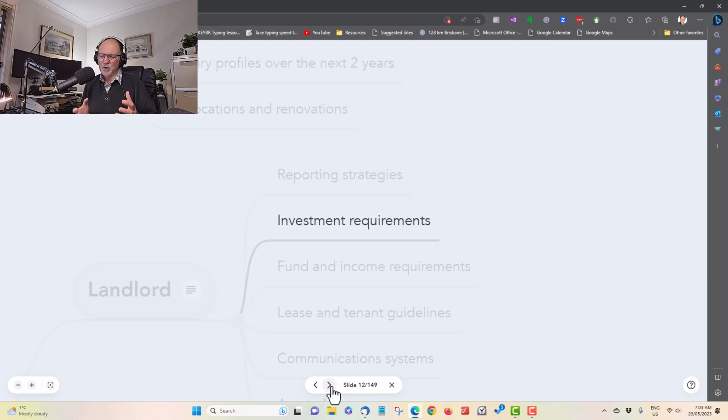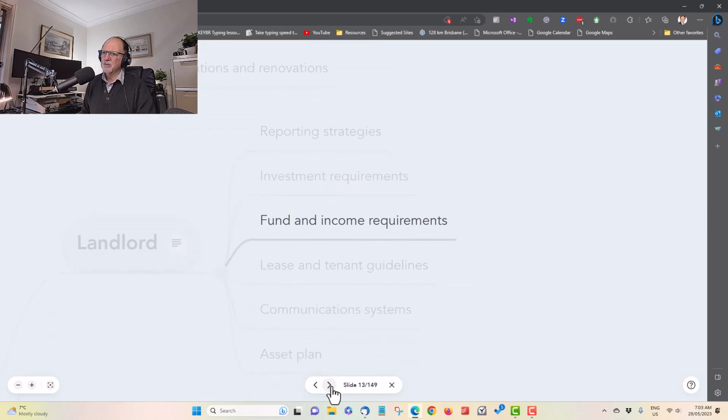And I would always say that a shopping centre should have a business plan for a period of a whole year, and that should be set 3 months before the new year starts. So the investment requirements for a landlord are unique and different. Get to know what those things are. So the fund and the income requirements. So the fund will be the funds that are coming from the property as an income base for the landlord.